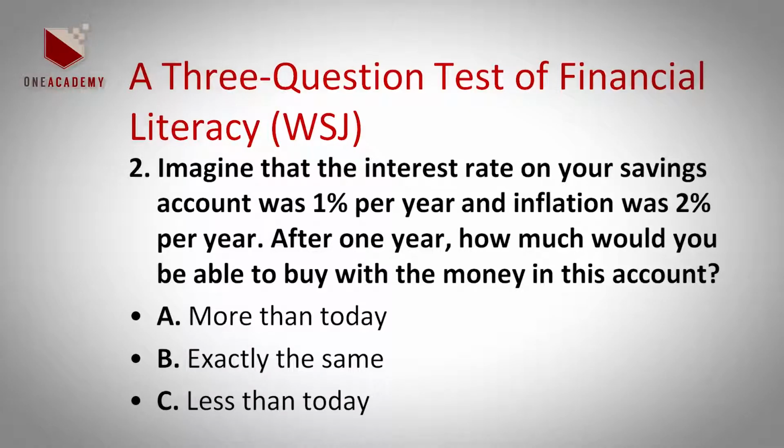Next question is as follows. Imagine that the interest rate on your savings account was 1% per year and inflation was 2% per year. After 1 year, how much would you be able to buy with the money in this account? A, more than today. B, exactly the same. C, less than today. Take a few moments to think about it. Pause the video and then we'll continue after that.